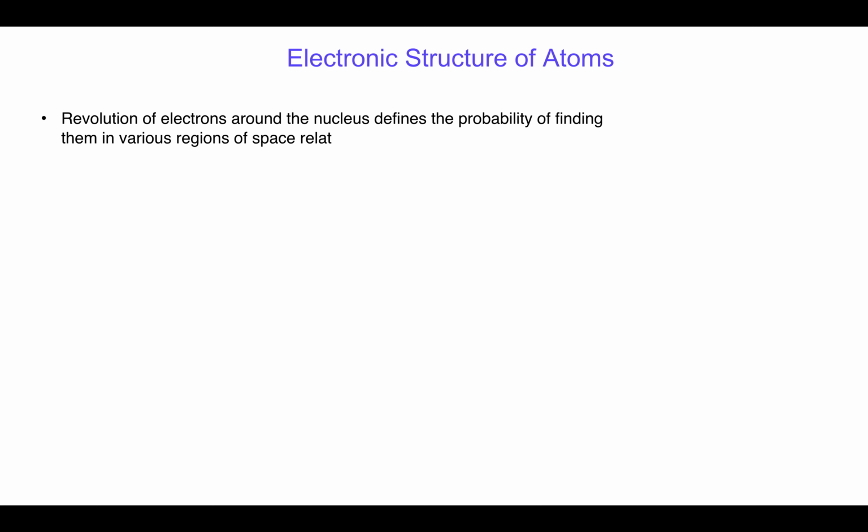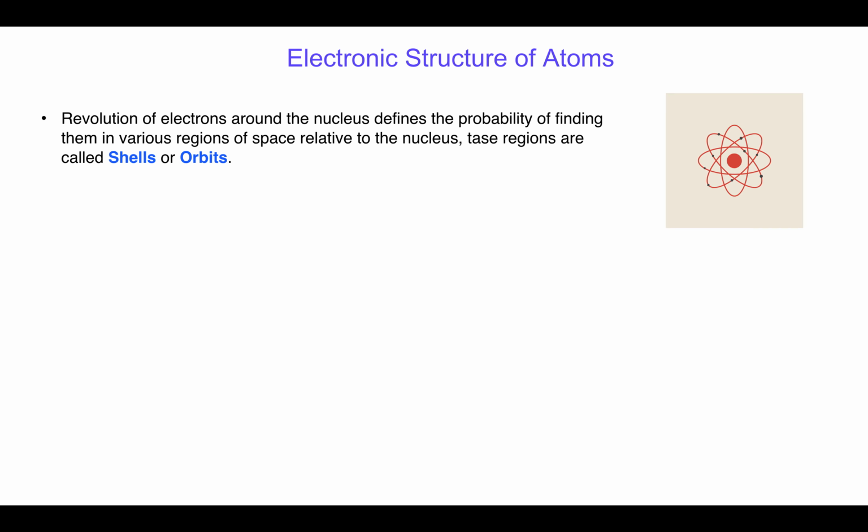So now we look at how the electrons are distributed inside the atom. Electrons actually revolve around the nucleus, and their revolution defines the probability of finding them in various regions of space as compared to the nucleus. And these regions are called shells or orbits. You can see this is the nucleus, and around the nucleus there are some specific paths where electrons are revolving around this nucleus.